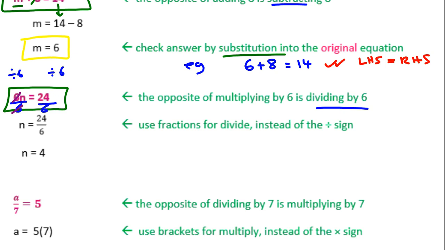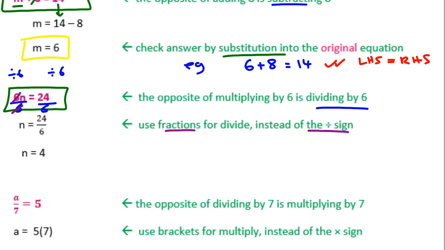6 divided by 6 is just 1. So on the left-hand side, we've got n. And on the right-hand side, we have 24 over 6. Use fractions for divide, not the divide sign. Because when you get into later years, if you use the divide sign, you might get a big maths issue. So keeping it as fractions means that when you have more complicated equations to solve in later years, you still won't have a maths issue. So 24 divided by 6 is 4.